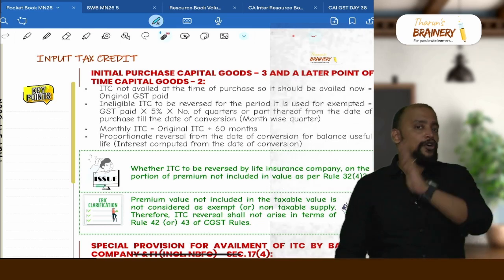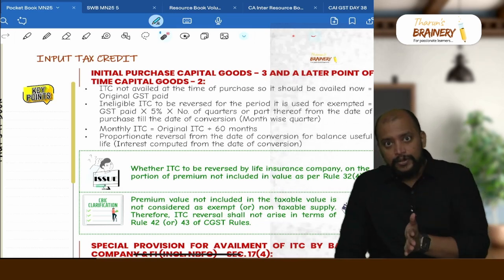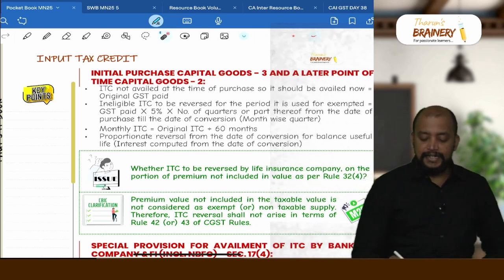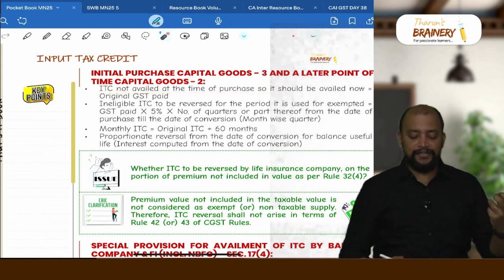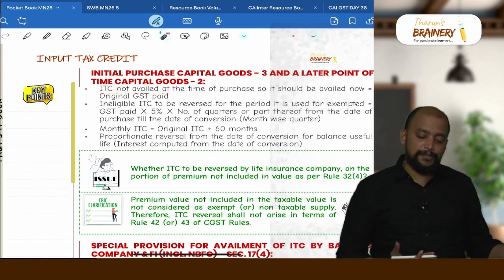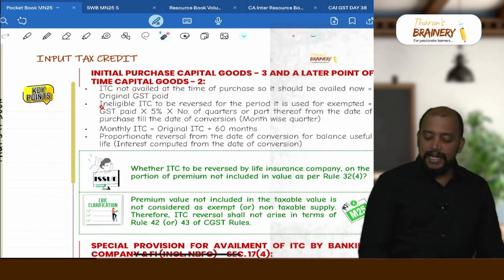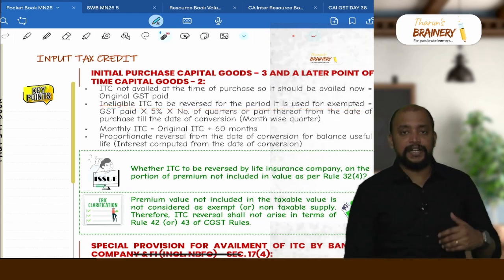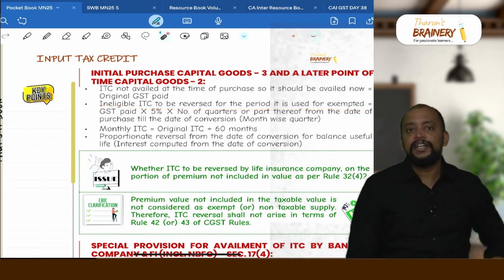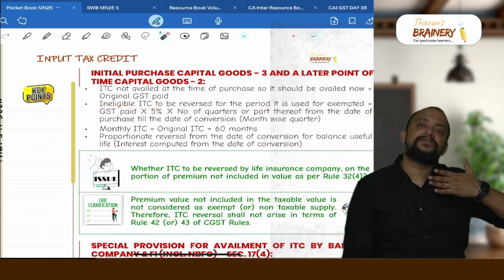But now you are using it for common, so we can take the credit now. ITC was not availed at the time of purchase, so it should be availed now. That is whatever is the original GST paid, that can be availed. And ineligible ITC is to be reversed for the period it was used for exempted. Say for example, for the last 2 years it was used for exempted, so that is a bulk reversal for the past period.